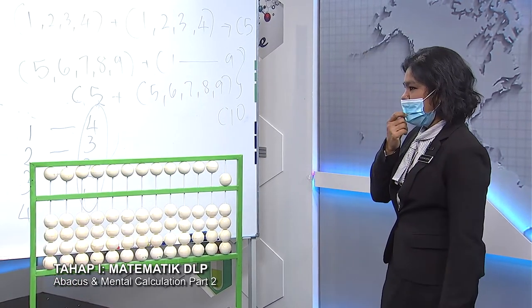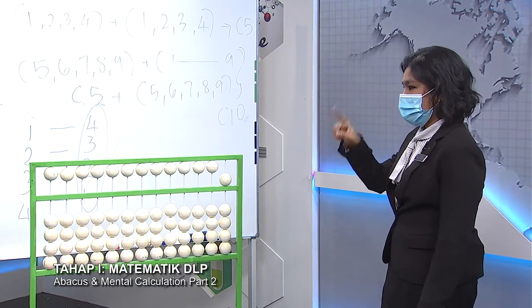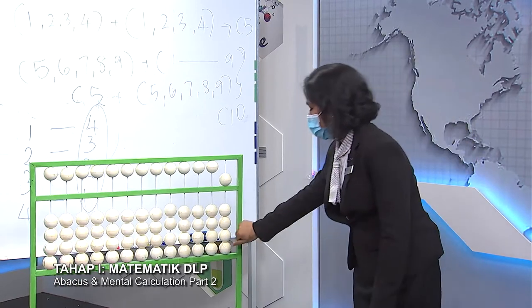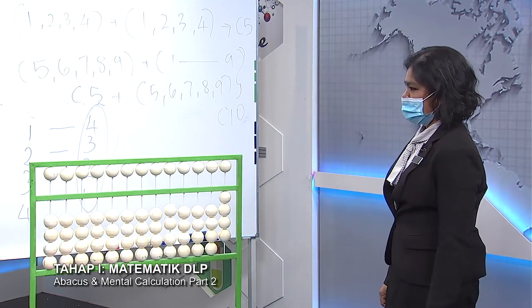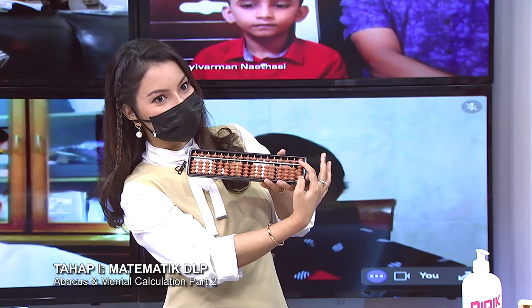We have to find what matches with one, which is four. So in this case, you bring up the four. Bring up the five. Yes, so what's the answer? Four.